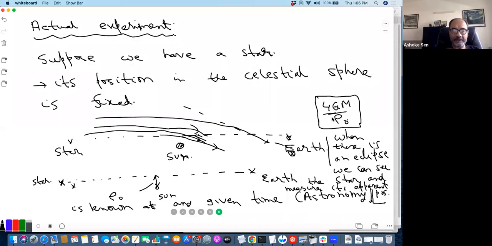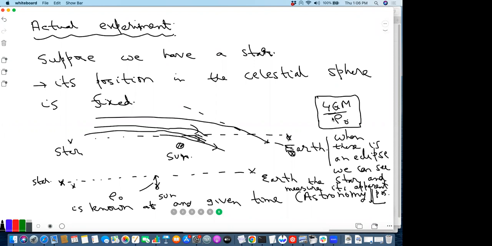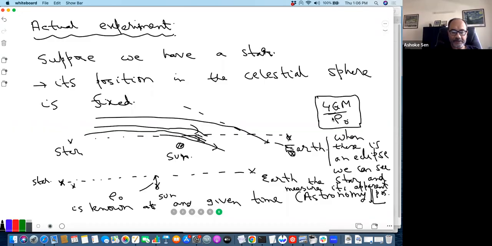So this is important: this kind of experiment can only be done because the position of the sun on the celestial sphere keeps moving. In different times of the year, the sun is in a different position in the celestial sphere. So you have to wait till the sun comes in front of the star and eclipses it. The star is almost behind the sun. Then you can measure this apparent position and compare it with what we expect it to be on the celestial sphere.